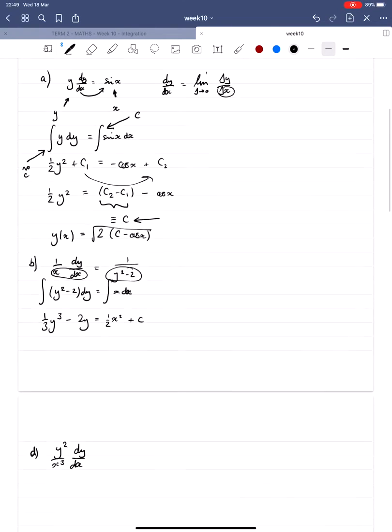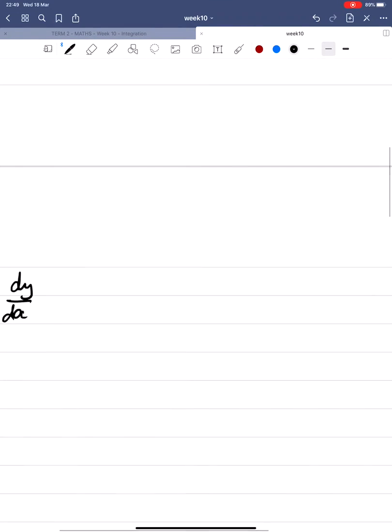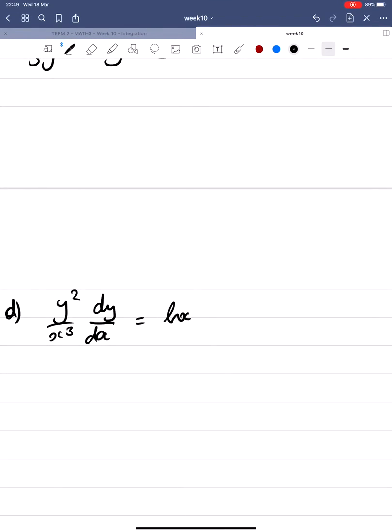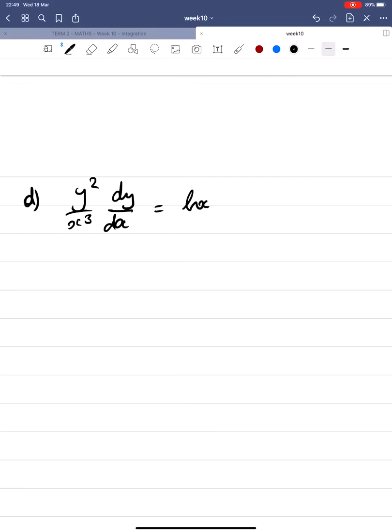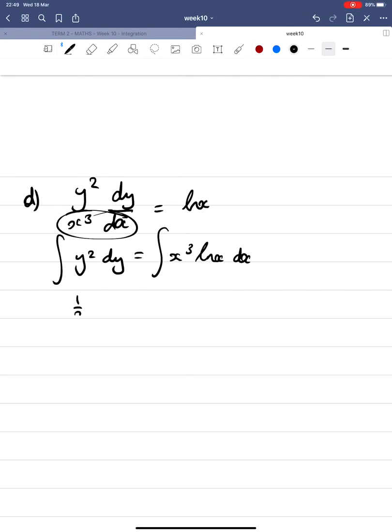It's equal to ln x. Same drill as before, all the x's on the side that has dx at the top and all the y's on the side that has dy on the top. So I'm going to be timesing by x cubed dx. So then I've got y squared dy is equal to x cubed ln x dx. And I can immediately drop my integral signs in there to get a third y cubed. I'll put my constant in on that side this time.